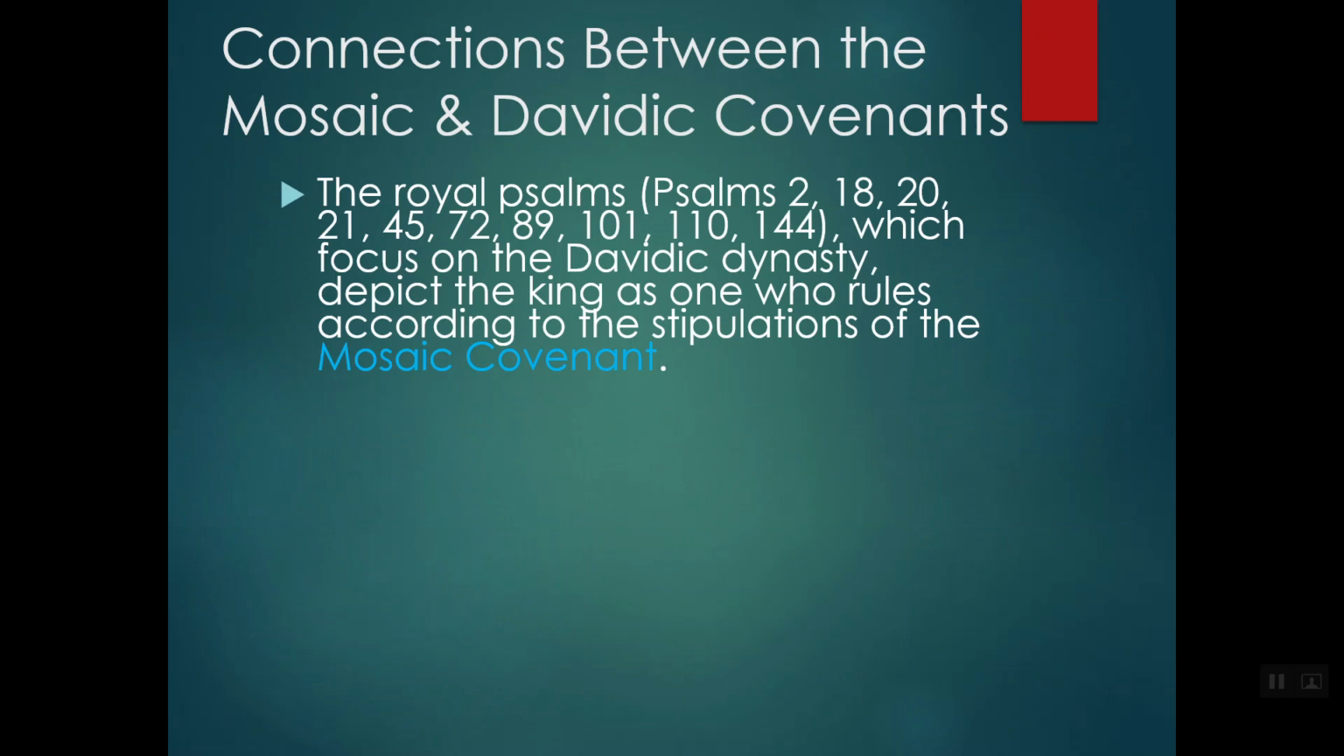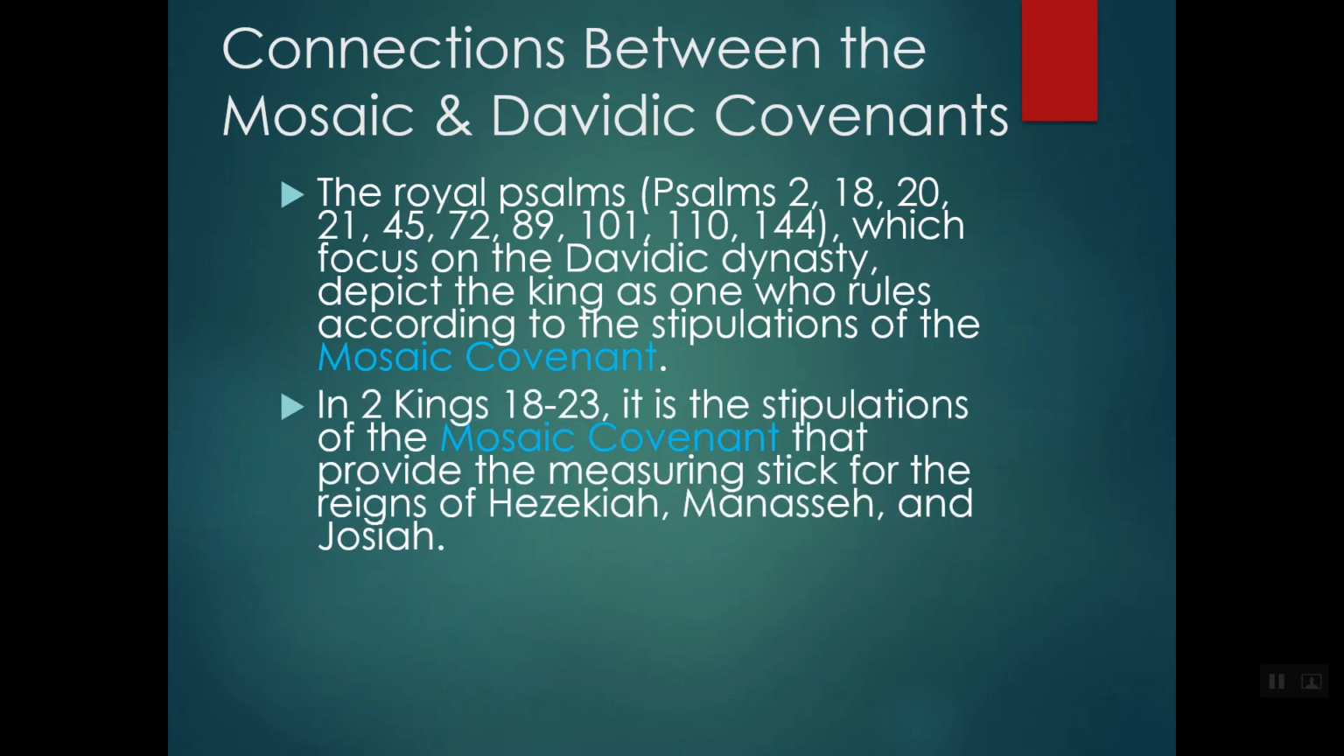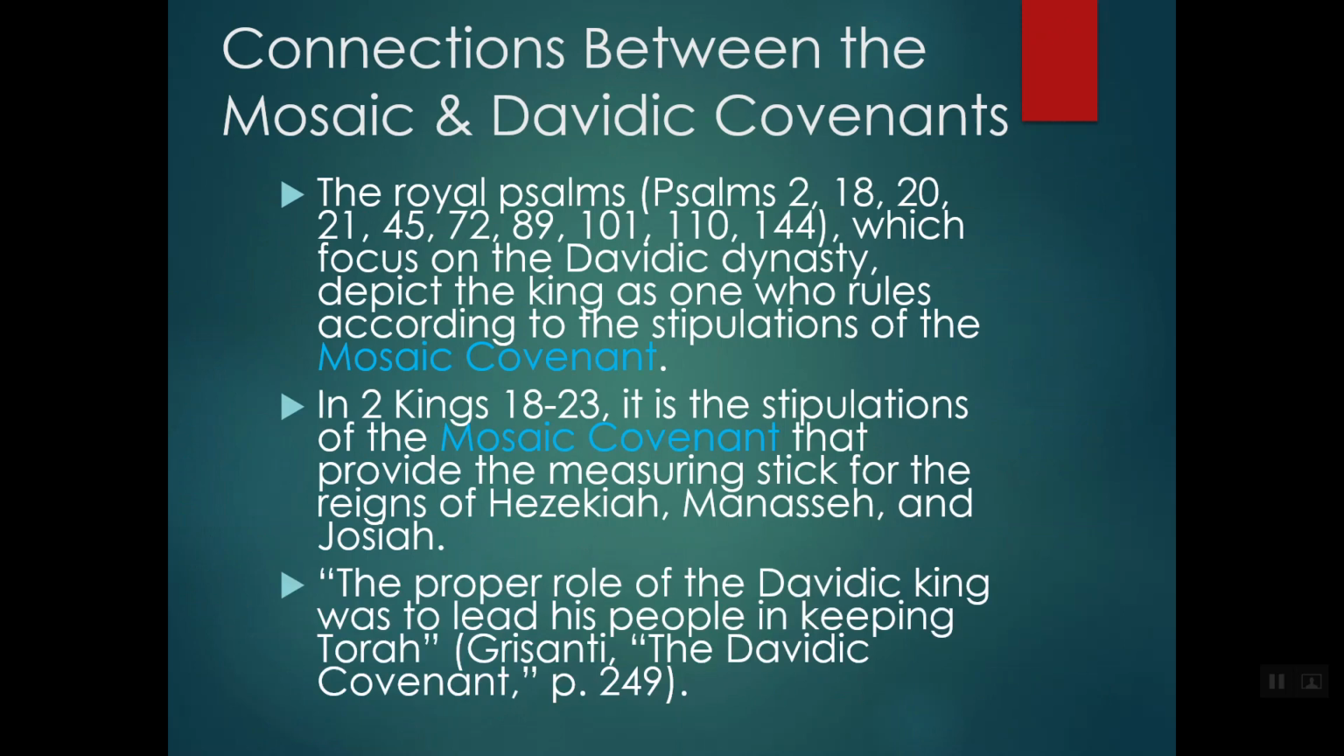All right, we've been looking at the connections between the covenants. Over the next couple of weeks, what we'll do is look at what are called royal psalms. Sometimes they're called messianic psalms, and they spell out this relationship between the Father and his Son that rules on the throne. They focus on the Davidic dynasty, and they depict the king as one who rules according to the stipulations of the Mosaic Covenant. Remember, that's what the king was responsible for. He was to know the law himself, he was to keep the law, and he was to model keeping the law for the rest of the people.